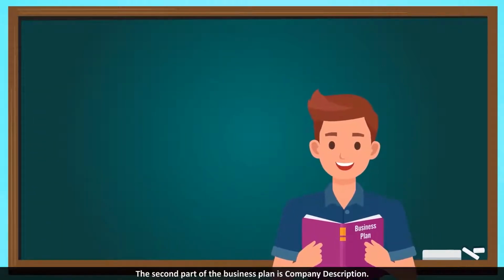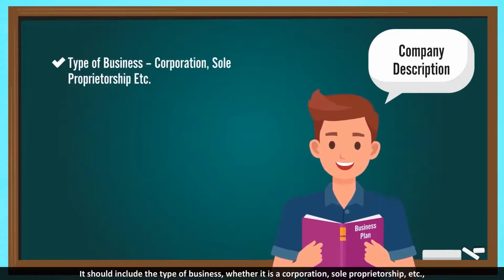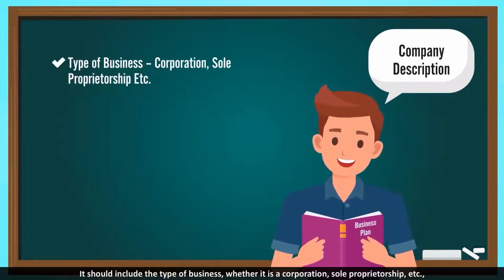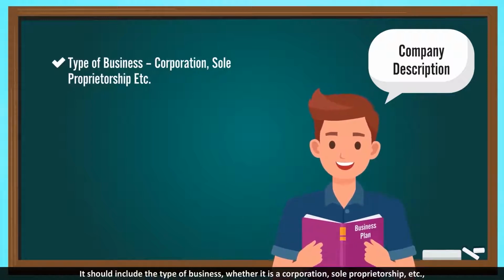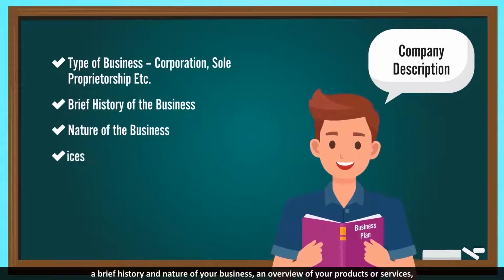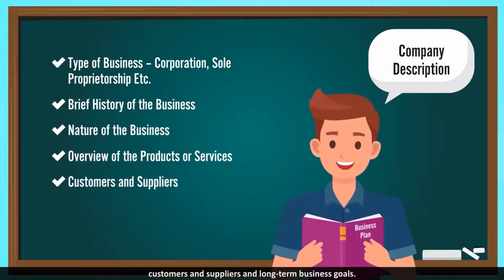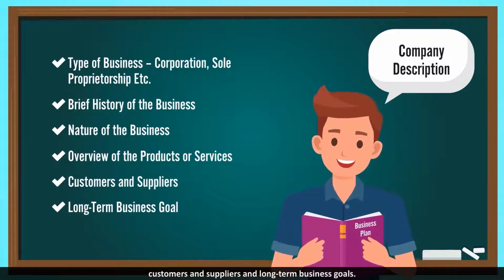The second part of the business plan is company description. It should include the type of business, whether it is a corporation, sole proprietorship, etc. A brief history and nature of your business, an overview of your products or services, customers and suppliers, and long-term business goals.